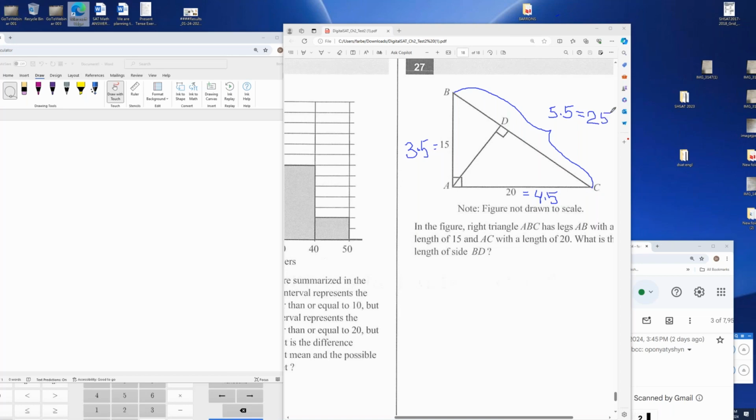This is step number 1. You can apply the Pythagorean theorem, but this is faster. So far, so good. What is the length of BD? This side. Let's say BD is X.